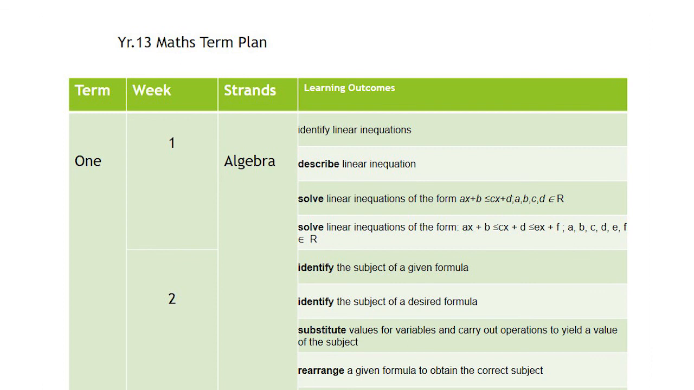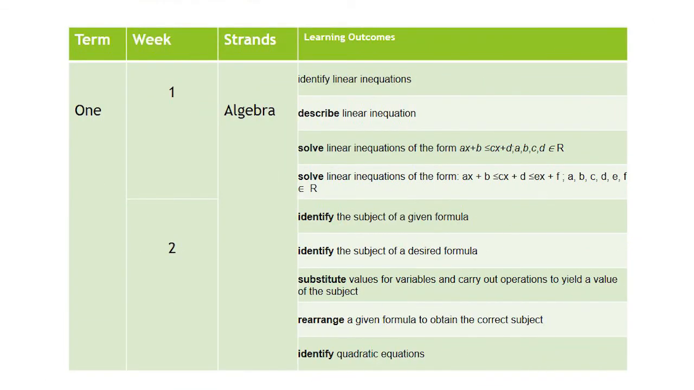So the first term, the first week, you have these learning outcomes. You have to look at the curriculum or the syllabus, where all the learning outcomes are listed, and copy and paste them into this table. Okay, so that is the example of how to design and construct the subject annual plan and term plan.